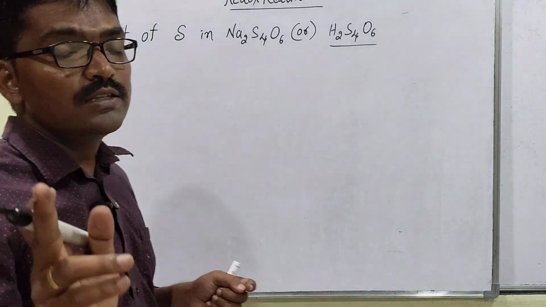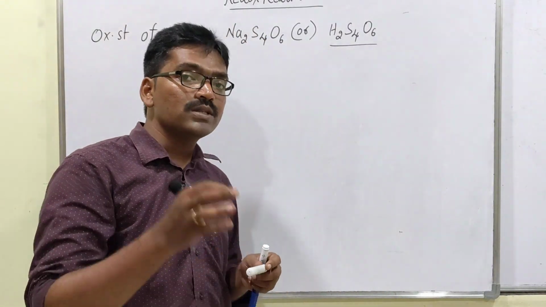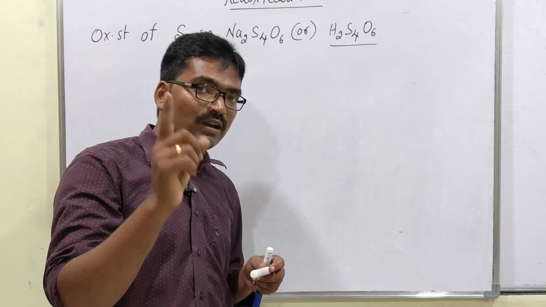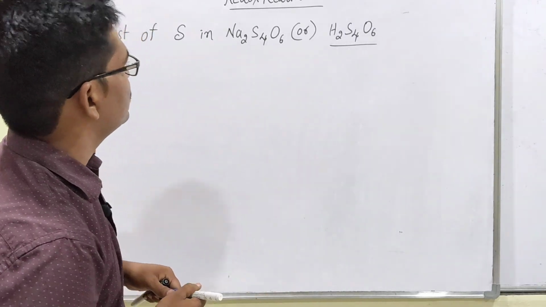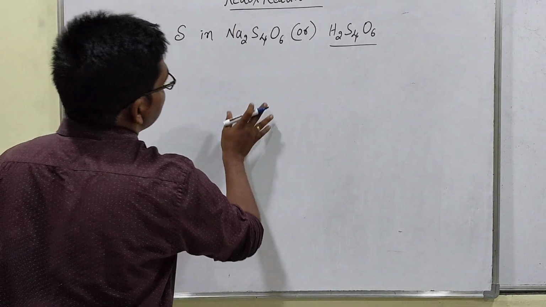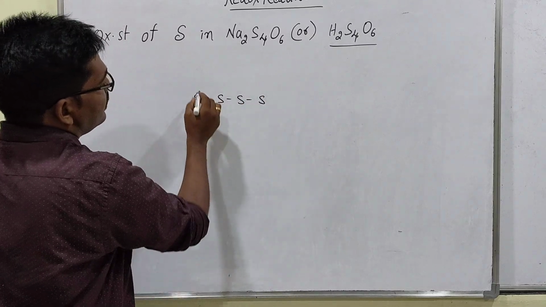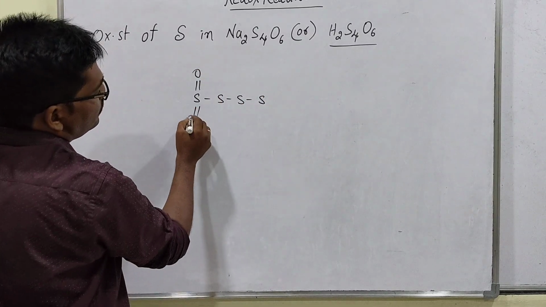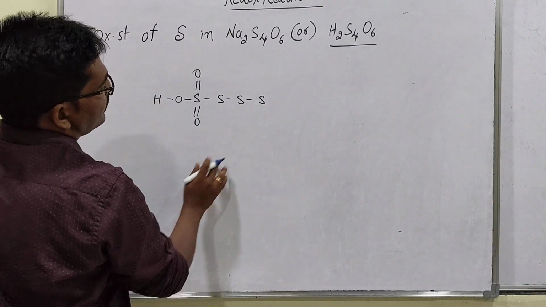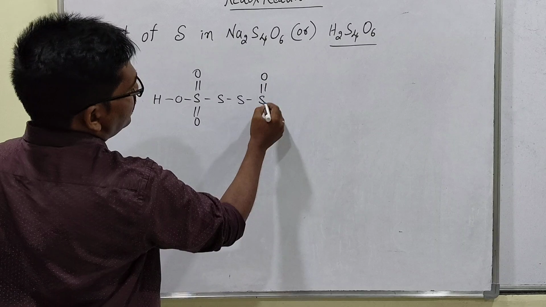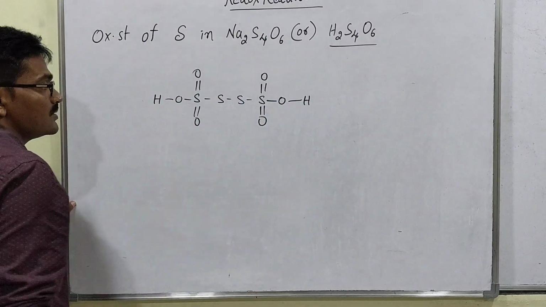Sir, I told that if you take the formula, it may be wrong. But 100% correct oxidation state can be given only by the structure. That's what I told. In this structure, if you take sulfur, sulfur, sulfur, sulfur, then double bond O, double bond O, then bond O, H, bond H, then double bond O, double bond O, then bond O, H, like this will be there. Actual original structure is this.